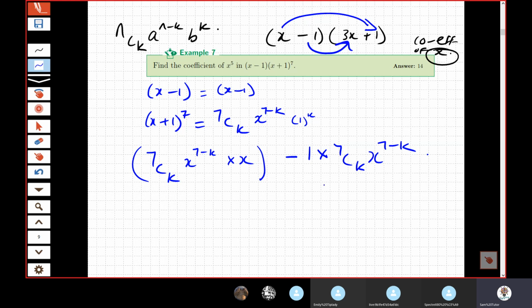Do we get what I've just done there by multiplying? What I've done is now my bases are the same, so I'm going to add the powers. So 7 plus 1 is 8, minus 7 choose k, x to the power of 7 minus k.